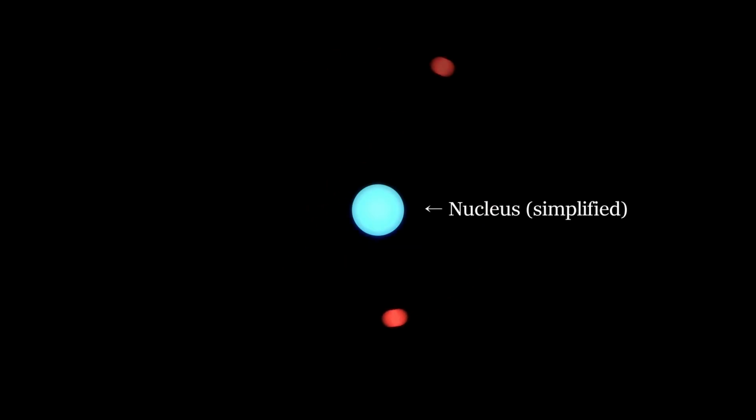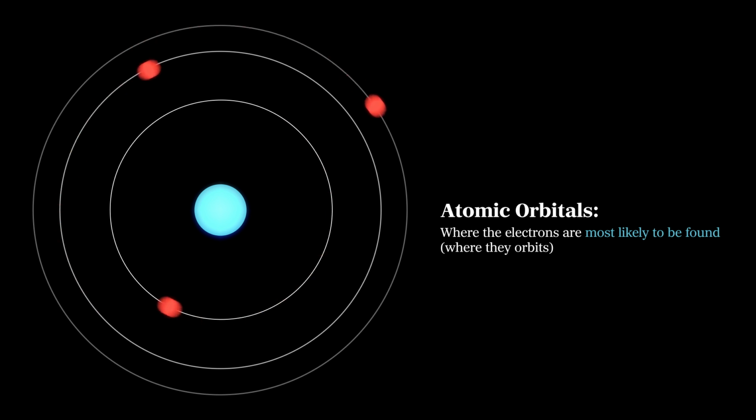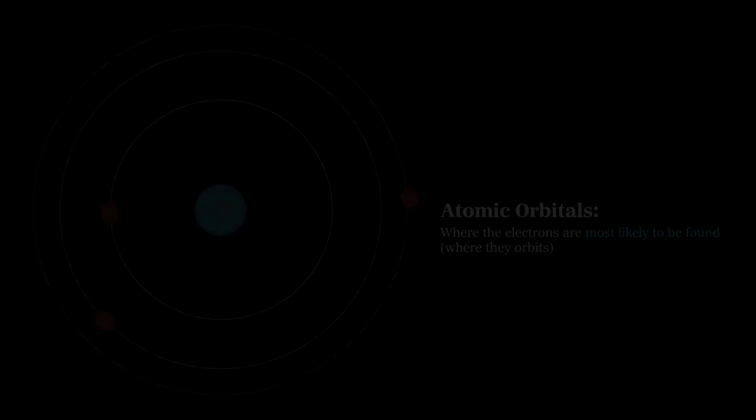These electrons are not just randomly scattered. They occupy specific regions called atomic orbitals, where they are most likely to be found. The arrangement and behavior of these electrons determine many of the chemical properties of an element.